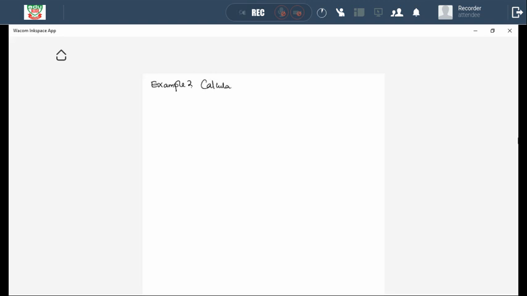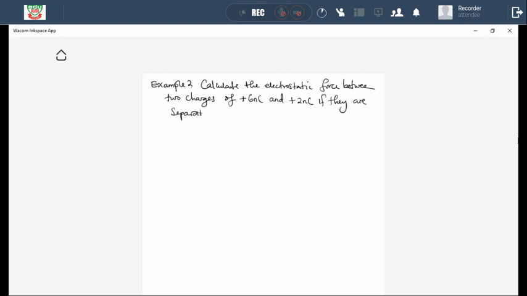So it says: calculate the electrostatic force between two charges of plus 6 nanocoulomb and plus 2 nanocoulomb if they are separated by a distance of 0.2 meters. Right, that is it. That is our example number 2.